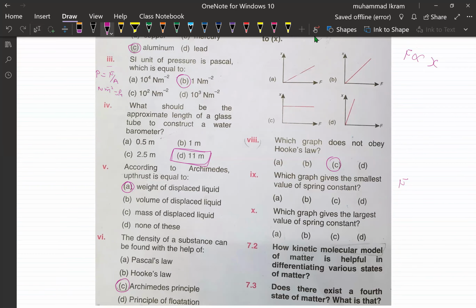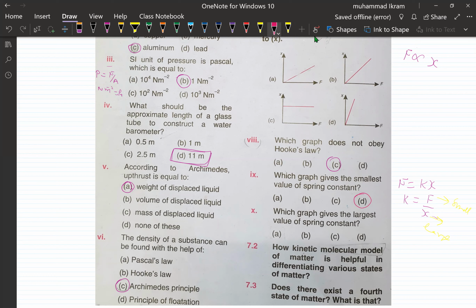The next one is, which graph gives the smallest value of the spring constant? You know that F is equal to kx. This k is the spring constant and it equals F by x. For the smallest spring constant, we have a very large displacement for a small force. Look, it is exactly this graph. For a small force, we have a very large displacement. So definitely option D is correct. Which graph gives the largest value of spring constant? For the largest value of spring constant, we have large force and small extension. So which one is it?